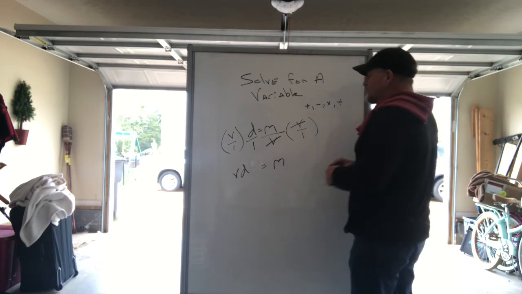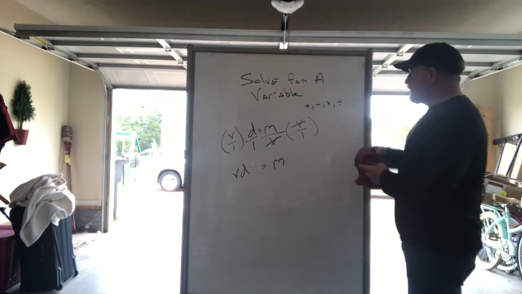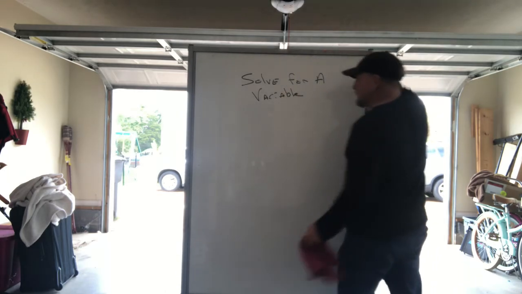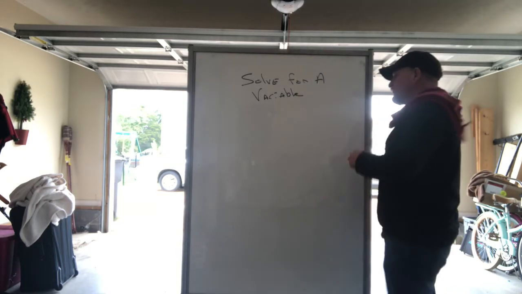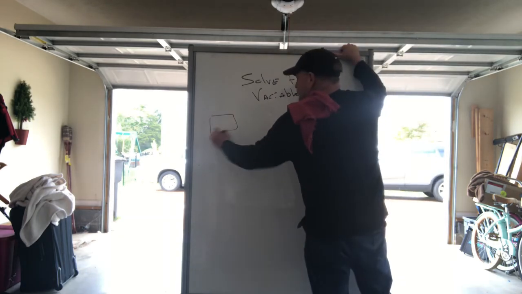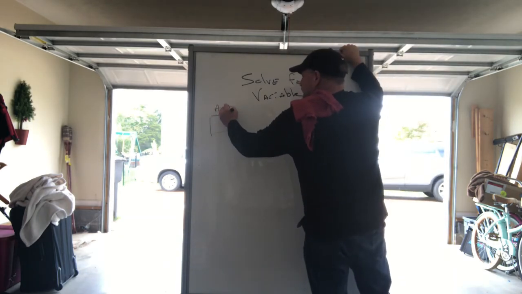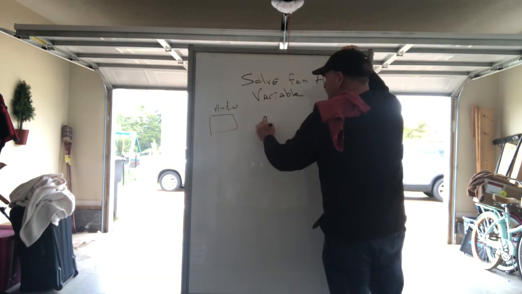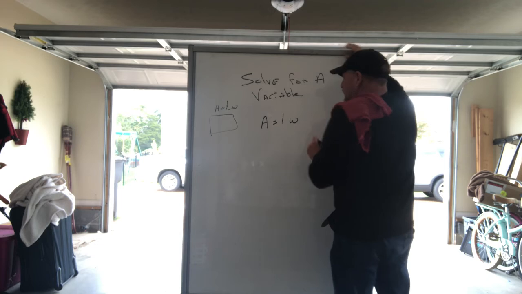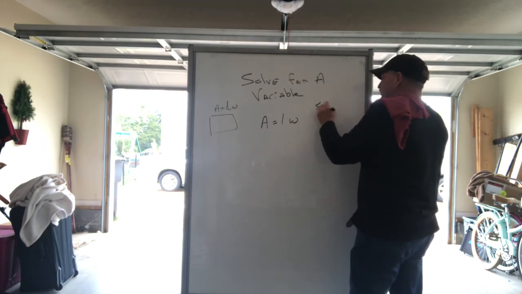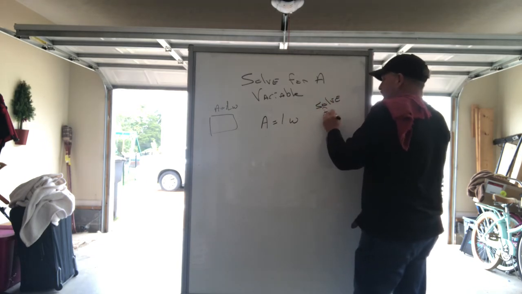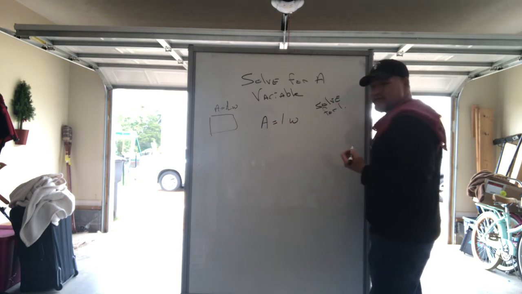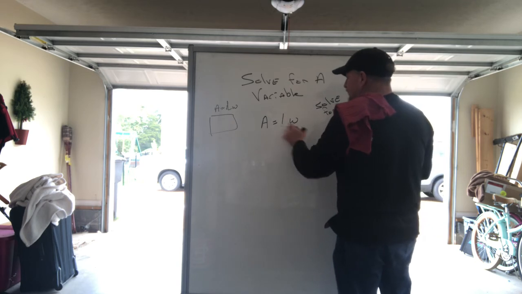So I solved that for one variable. Let me throw one more at you. We'll get an equation from, say, geometry. Let's say the area of a rectangle: area equals length times width. So we start with A equals LW, and we want to solve this for L. Solve for the length. So it's L times W, and again, we want to get the L by itself.